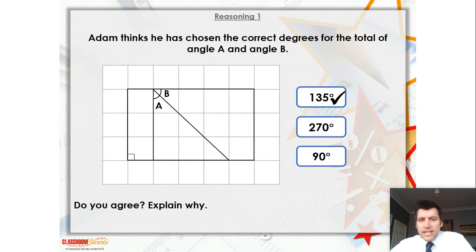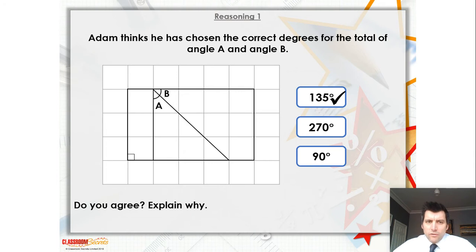We've got Adam here. He thinks he's chosen the correct angle for the total degrees of A and B. He's looked at A and he's looked at B, those two acute angles, and he's decided that collectively they are 135 degrees. I think he might have spotted that there's a right angle on this shape and he's added half a right angle to that. Let's see.